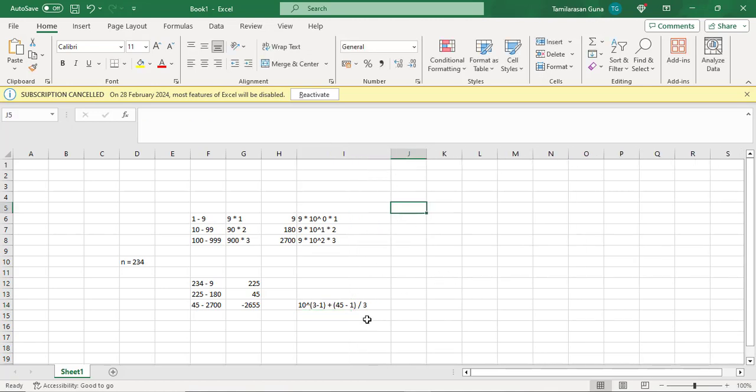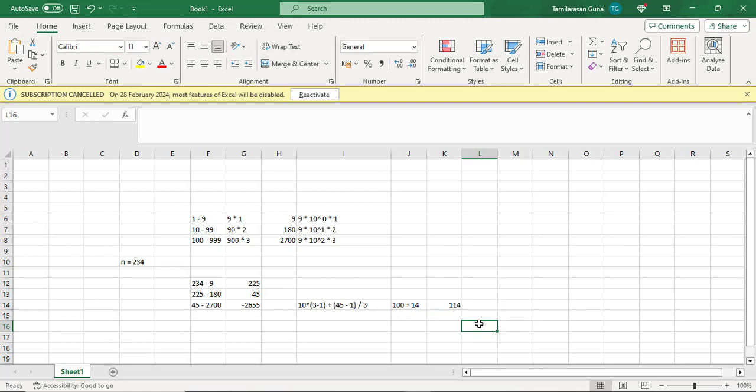Now we will have a question: why am I subtracting 1 from 45? Because we are considering the numbering starting from 0. That is why we are subtracting 1. And when I divide by the total number of digits, I will get the exact number, which is 10 power 2, that is 100, plus 44 divided by 3. My quotient value is 14, so the exact number is 114. So the 234th digit lies in the number 114.